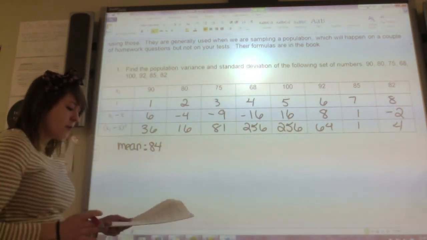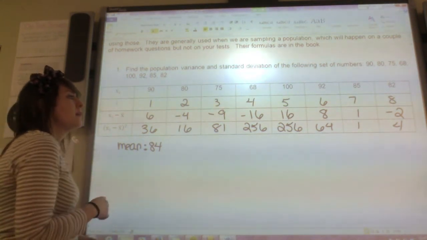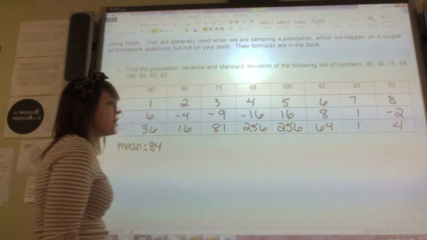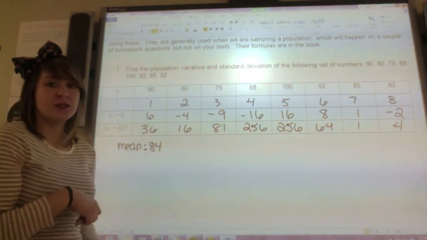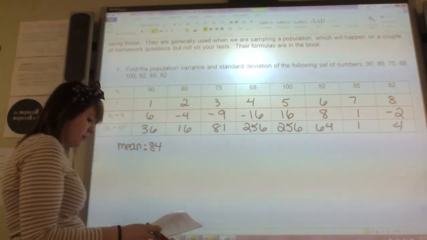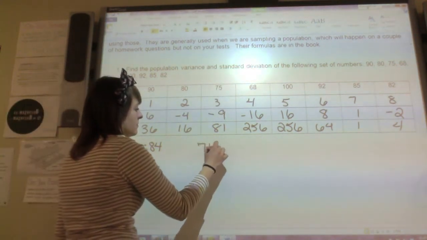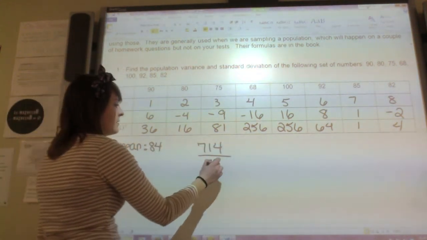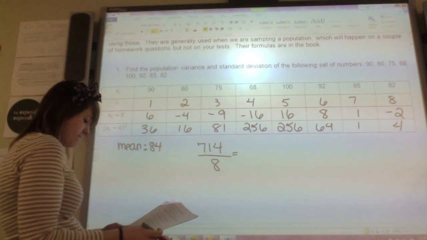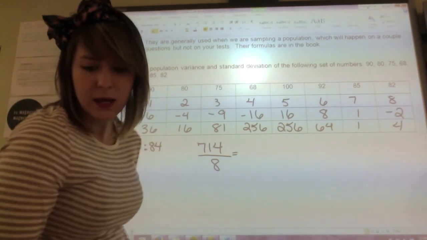Now remember that by definition, what I need to do is add up all the deviations from the mean squared. So that's this row. I want to add all those up and divide by my n value, which is the number of numbers that I had. In this case, that would be 8. If I add all these up, I get 714. Then I divide that by 8 because that's how many numbers I have, and that gives me 89.25.